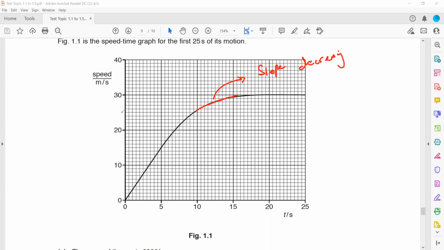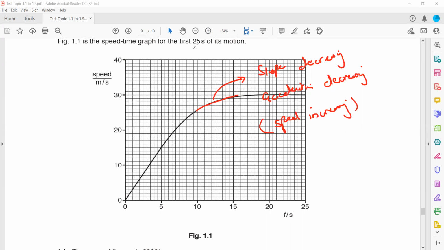If the slope is decreasing, in a speed-time graph, what does the slope represent? Acceleration. So what happened to acceleration? The acceleration is decreasing. But what happened to speed? The speed is increasing, because speed is on the y-axis.